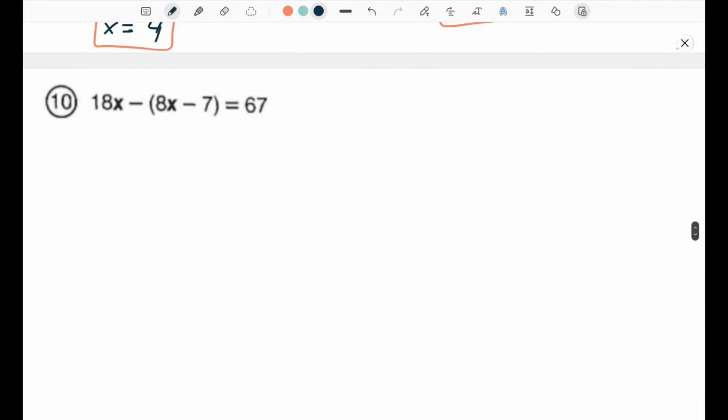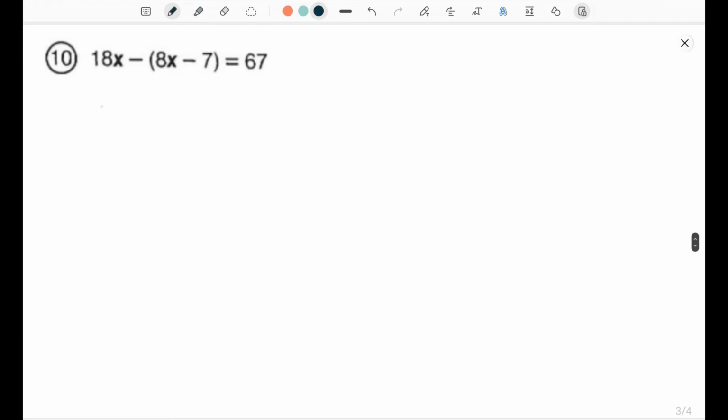Let's try one more. So 18x minus (8x minus 7), that 8x minus 7 is in brackets, equal to 67. All right, be very careful. You might be wondering, what do those brackets mean? Why are they there? It's not like there's any sort of multiplication happening outside of it where we would do the distributive property. Well, there is this minus sign, and that minus sign is going to be very important.